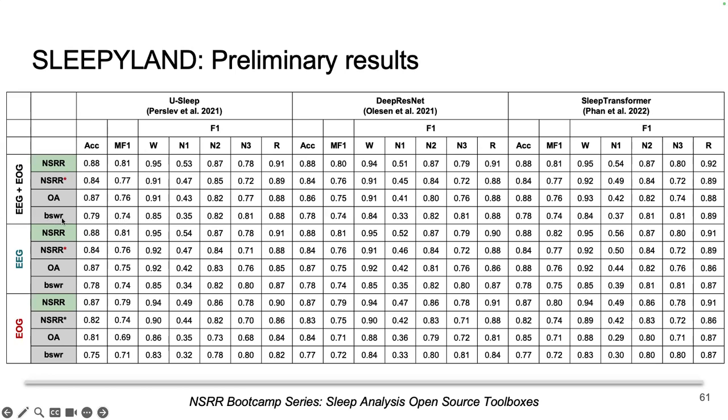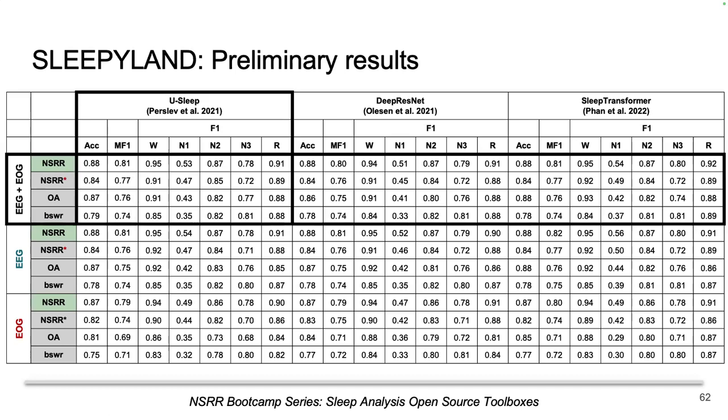If you see on the BSWR, we are actually achieving an MF1 score on all the models that is lower on average compared to all the others. So again, I'm showing the results for each model: uSleep, DeepResNet, Sleep Transformer. In general, we cannot come up with conclusions because we have to analyze all the results that we have.